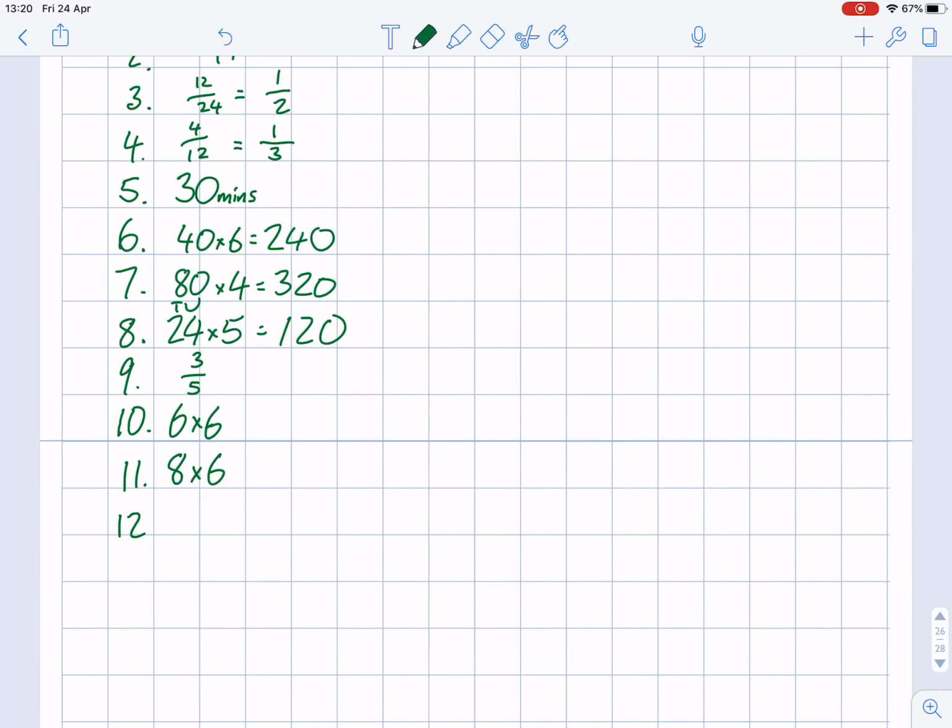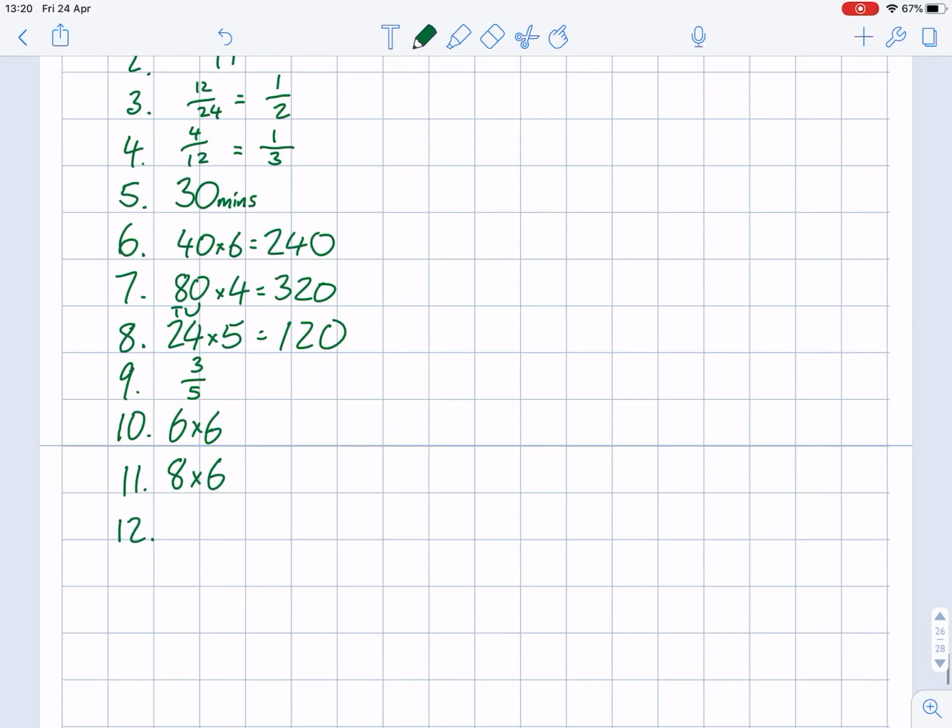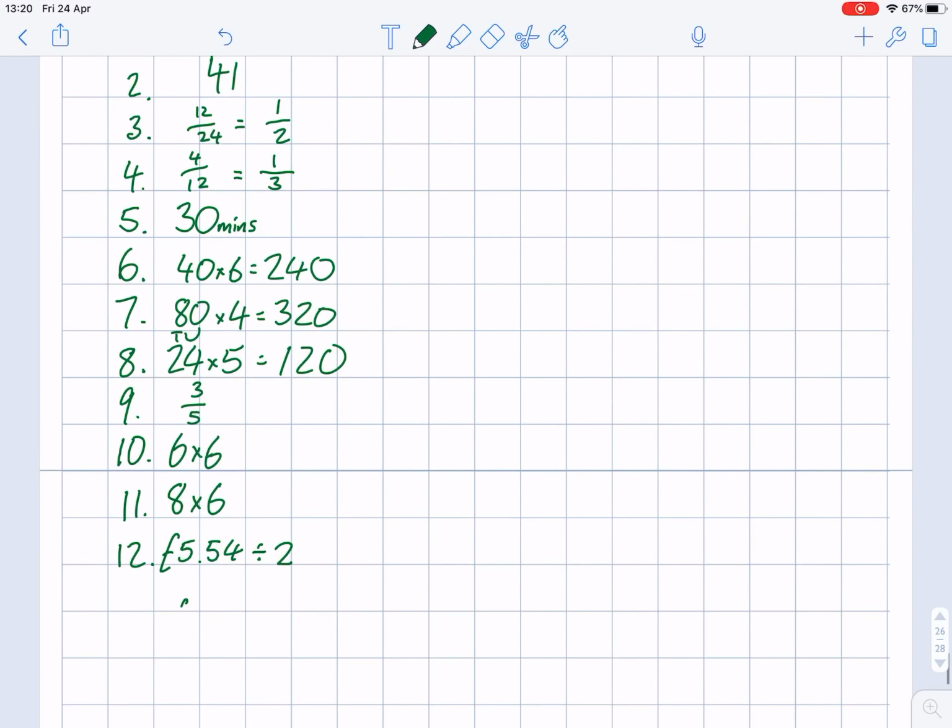And then the last one, you needed to split £5.54 equally between 2 people. So I was asking you, really, wasn't I, to divide this amount by 2. So really quickly in my head, I did, well, half of £5 is £2.50. Half of 50p is 25p. And half of 4p is 2p. So if I add those together, I get £2.77.